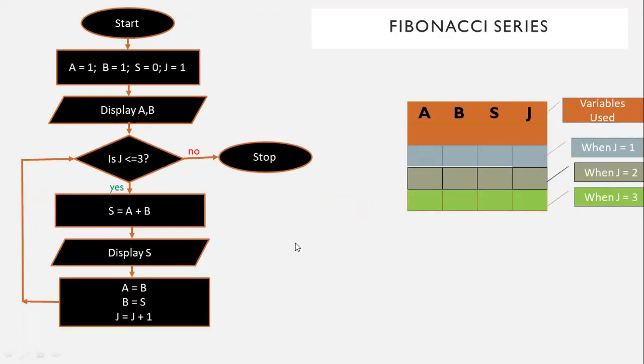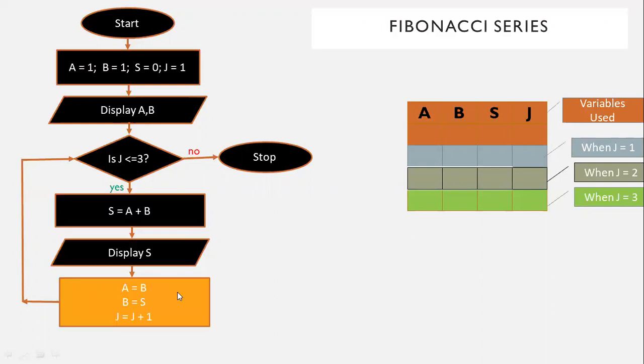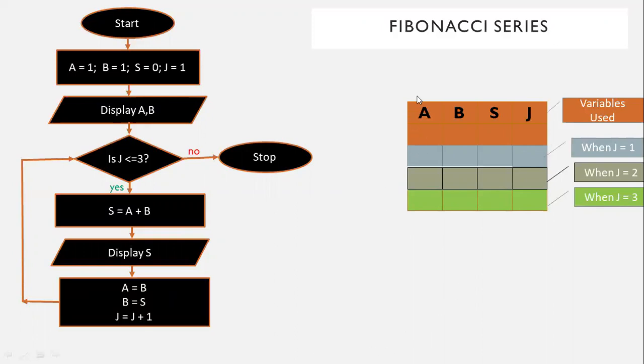And then we are adding the numbers to find the third number. The sum of the first two numbers is going to be the third number, and we are displaying that value. And then we are changing the values. How this works, I'm going to show you on this trace table over here on this side. I have made a trace table where I have listed the names of the variables. For the first time of the loop, the values are going to be inserted over here. And when the value of j is 2, we're going to insert the values over here. And when the value of j is 3, we're going to insert them in the green color row.